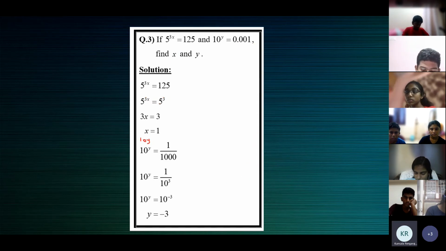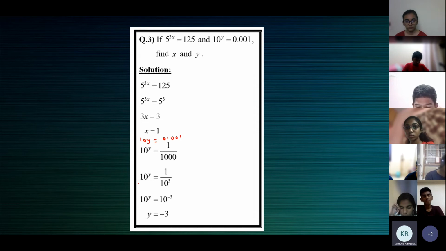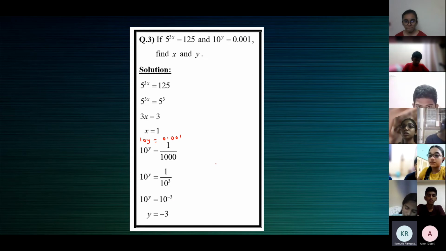So 10 to the power y is equal to 0.001. 10 to the power y is equal to 1 by 1000. 10 to the power y is equal to 1 by 10 cubed. You understand? 1000 is 10 cubed. Now this is nothing but 1 by 10 cubed, which is also (1 by 10) to the power minus 3.